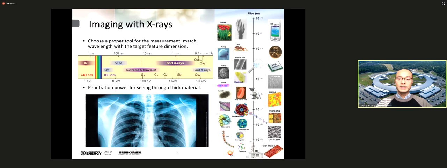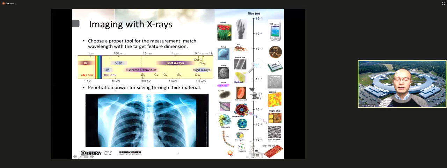That means we use X-rays for visualization. The first question we ask is why we want to use X-rays. As we know, X-ray is just one type of electromagnetic wave, and X-rays have relatively high energy, and the corresponding wavelength is relatively short. So it's like you have a suite of tools, and depending on what object you are looking for and what resolution you are targeting, you choose different wavelengths for the visualization purpose.